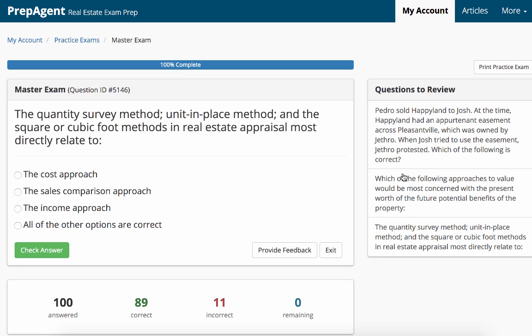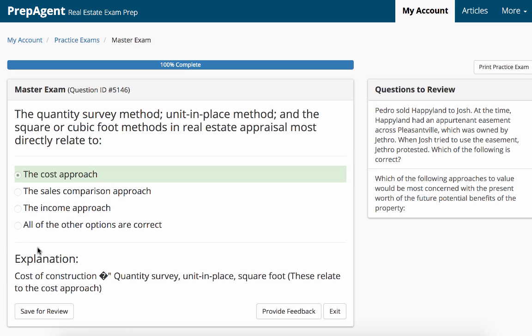The quantity survey method, unit in place method, and the square or cubic foot methods in real estate appraisal most directly relate to the cost approach. Excellent.